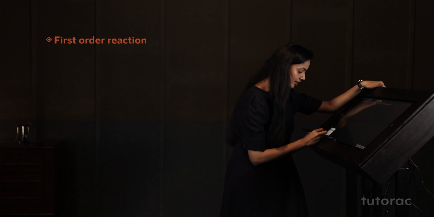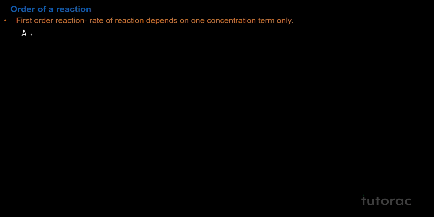Let's say I write one equation, suppose A is forming some product P. Here the rate of reaction will be proportional to the concentration of reactant to the power 1. If I write 2A gives some product P, here also the rate of reaction will be proportional to the concentration of reactant to the power 1. If I have two reactants, suppose A plus B gives some product P, here also the rate of reaction will depend on one concentration term only.